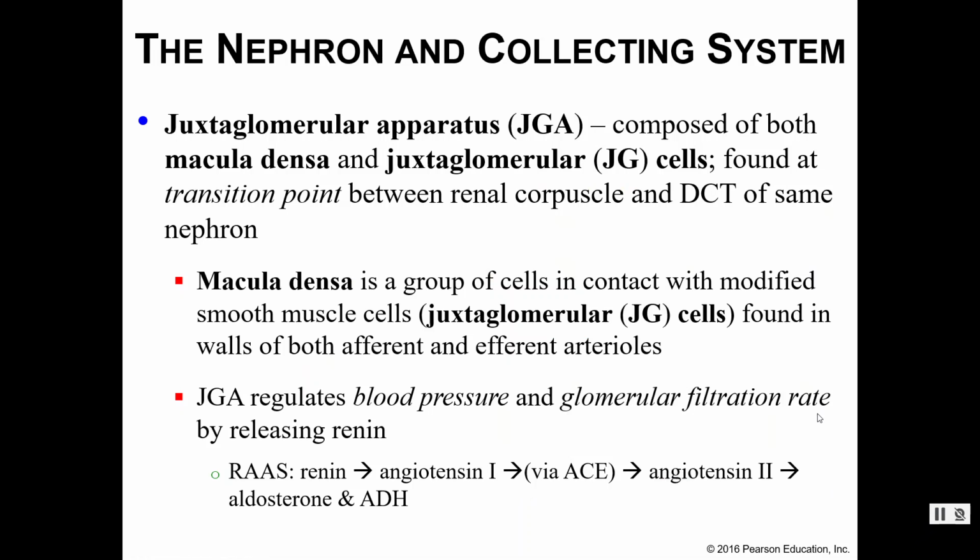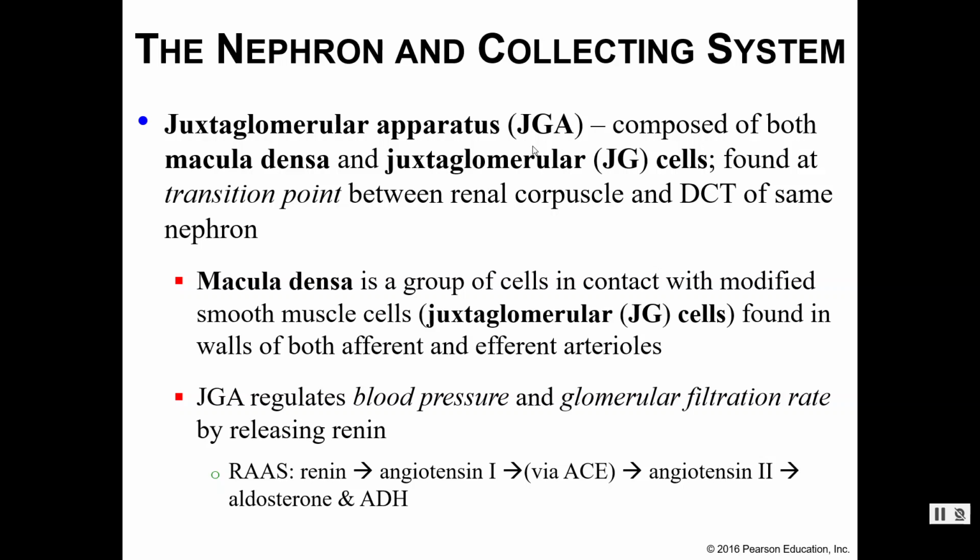All right, a couple more structures to talk about regarding the nephron and collecting system. We've done the glomerulus, we've done the Bowman's capsule, we've done all the parts of the tubule. There's also this thing called the juxtaglomerular apparatus. Y'all know I love saying the word apparatus, but juxtaglomerular is hard to say. We abbreviate it JGA. Just go with me, okay?